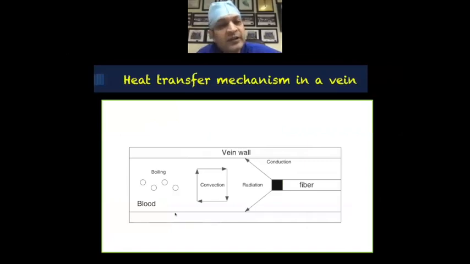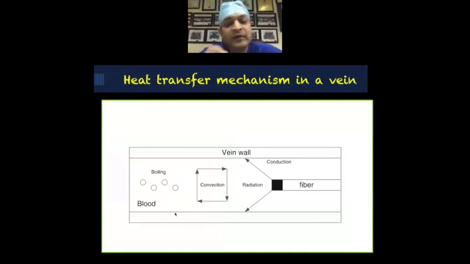Then you need to understand the heat transfer mechanisms in a vein. Once you fire a laser into the vein, into the blood, there are various things which happen. So how does the vein wall get closed? There are various theories. You will be very surprised: 20 years down the line, we still don't know exactly how the laser closes the vein. We have some theories, but exactly how it closes, we don't know.